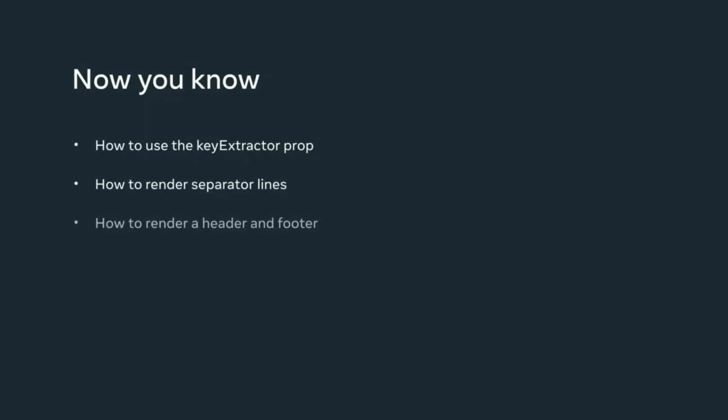In this video, you became familiar with how to use the key extractor prop to extract unique item IDs. You also learned how to render separator lines with the item separator component prop, render a header with the list header component prop, and render a footer with the list foot component prop. This was all done inside of the FlatList component using built-in methods. Well done.